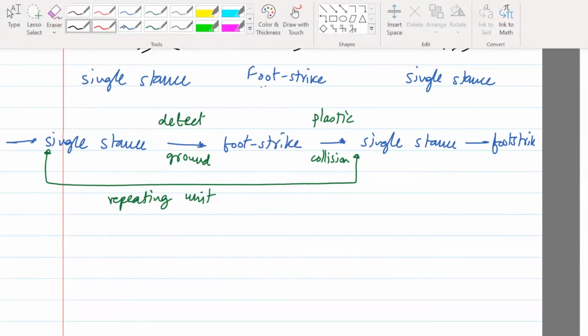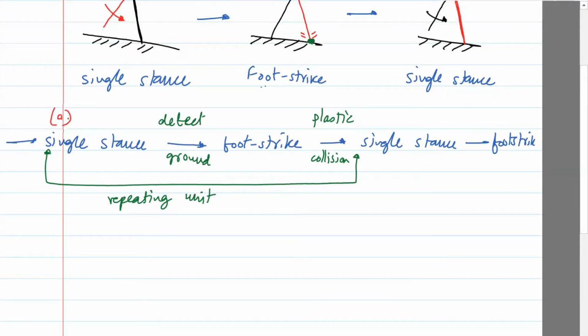Okay, so we have identified the repeating unit, which means that we now need to write the equations for all these things. A is single stance, B is detect ground, C is the foot strike and the plastic collision. Okay, so there's only one equation for this phase. The foot strike actually happens with plastic collision, so I shouldn't have written it quite this way. My bad, this foot strike involves a plastic collision.